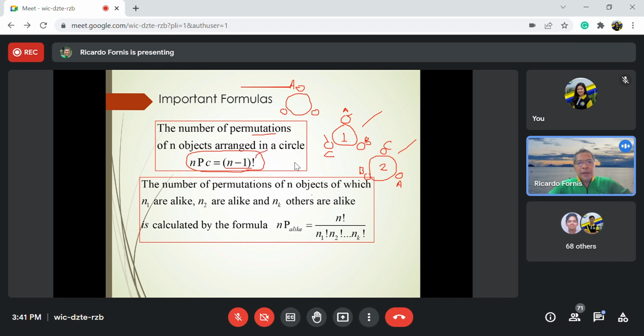Another one, the number of permutations of n objects of which n1 are alike, n2 are alike, nk others are alike, you calculate it in this manner. Take note, if there are alike objects, you will lose some permutations. I'll give you an example.